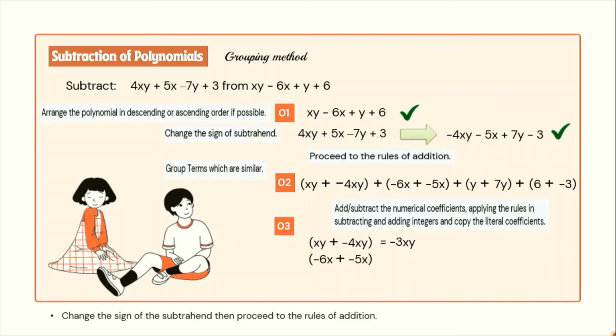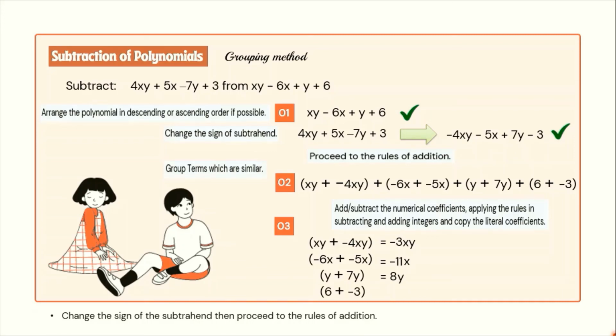Next, negative 6x plus negative 5x. Add natin si negative 6 at negative 5. Since same sign sila, pareho silang negative, let's just add them together. Magiging negative 11. Copy the literal coefficient x. Next, y plus 7y. Si y ay walang visible na numerical coefficient, kaya automatic ito ay 1. Positive siya, kaya positive 1. So, positive 1 plus positive 7, same signs, add them together, magiging 8. 1 plus 7 is 8. And then copy the literal coefficient y.